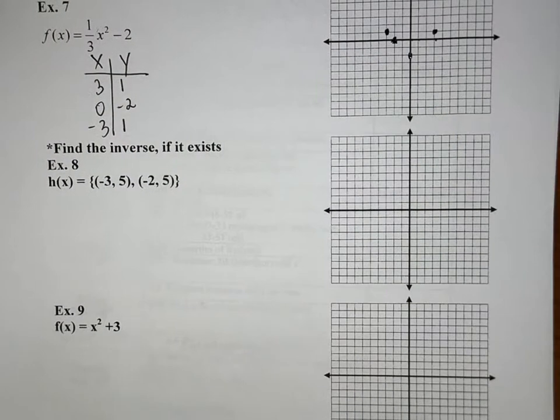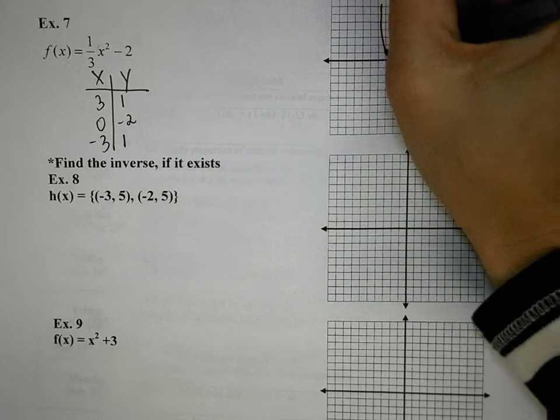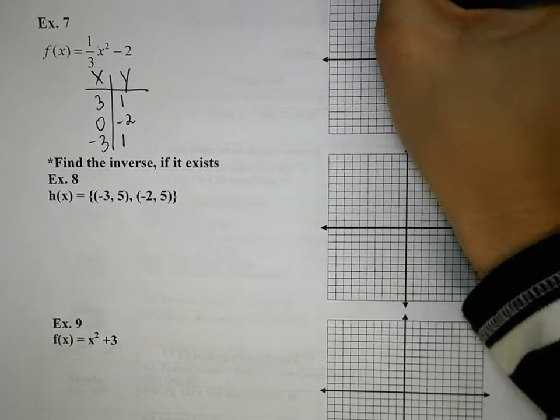And what kind of graph does this make? A parabola. A U-shaped graph curving up.